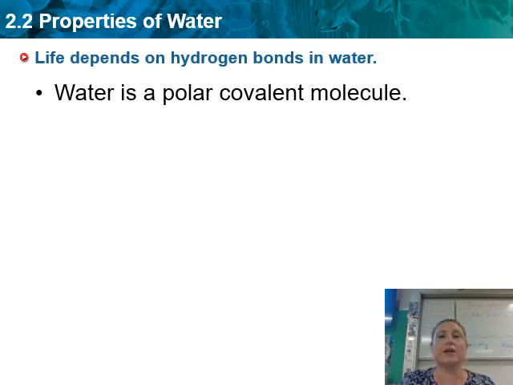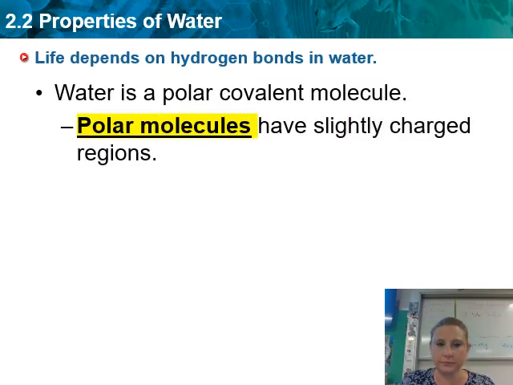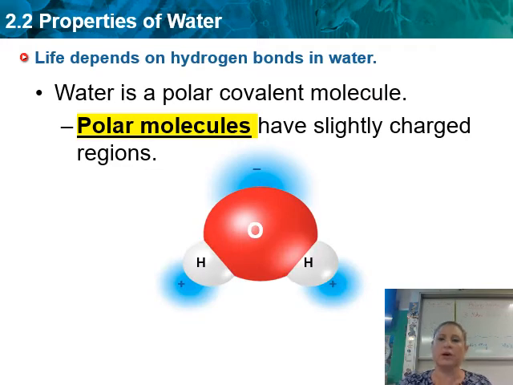And life depends on hydrogen bonds in water. And water is a polar covalent molecule. So what does that actually mean? Well, if you remembered, covalently bonded compounds share electrons, okay? So water is covalently bonded. The oxygen is sharing electrons with the hydrogen, but because the oxygen is way bigger than the hydrogens, it's kind of like a bully, and it wants to pull the electrons more towards itself than sharing equally with the hydrogens.